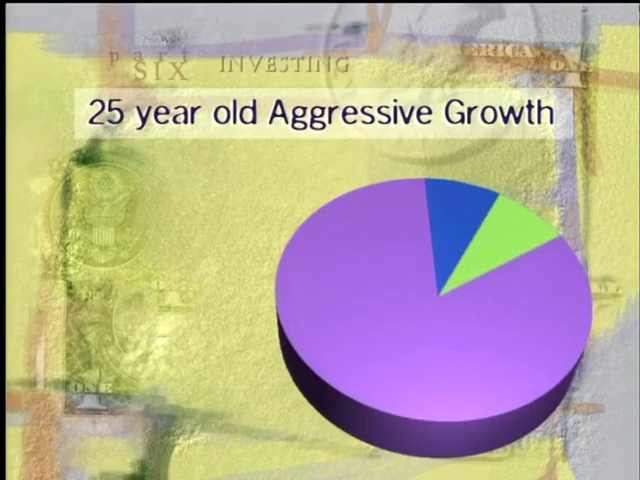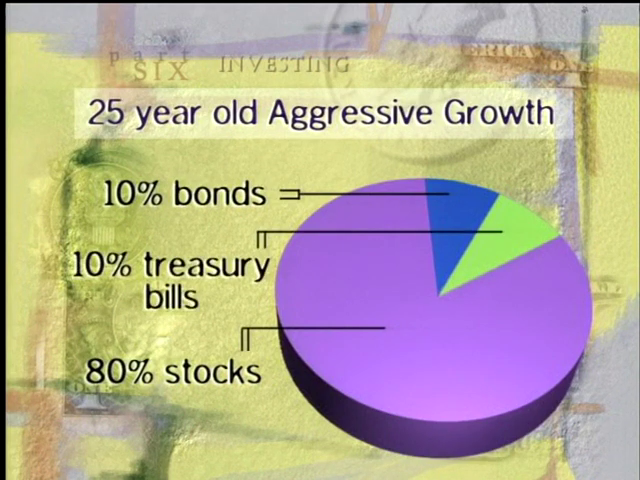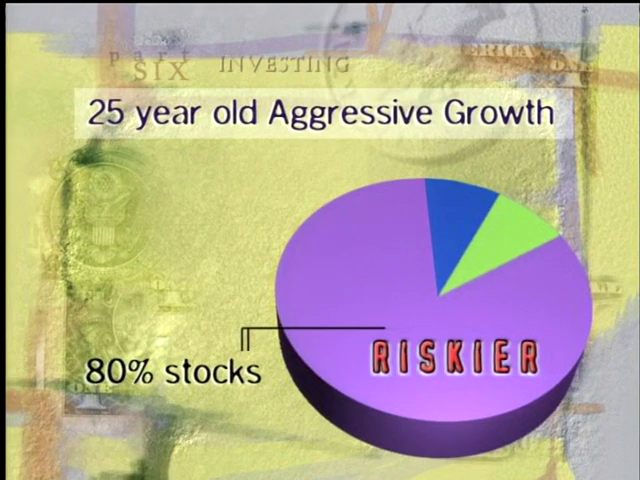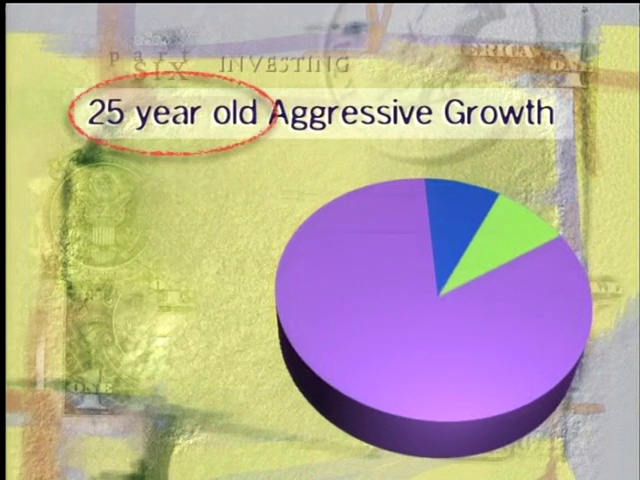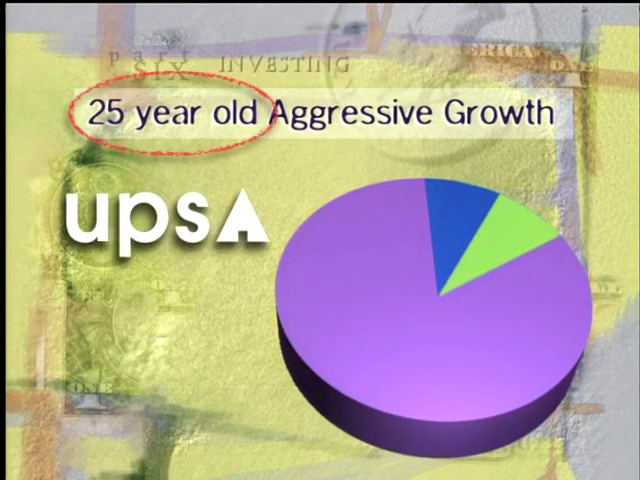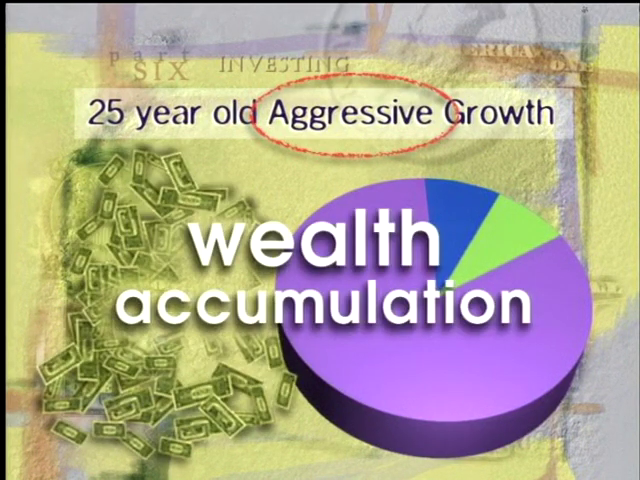First, a 25-year-old aggressive growth emerging investor's asset allocation might be 80% stocks, 10% bonds, and 10% treasury bills. The focus here is on stocks, which are the riskier investments, with very little in safer investments such as bonds and treasury bills. Since the investor is young and has a lot of time to ride out the ups and downs of the market, a more aggressive approach might be appropriate. The focus here is wealth accumulation.